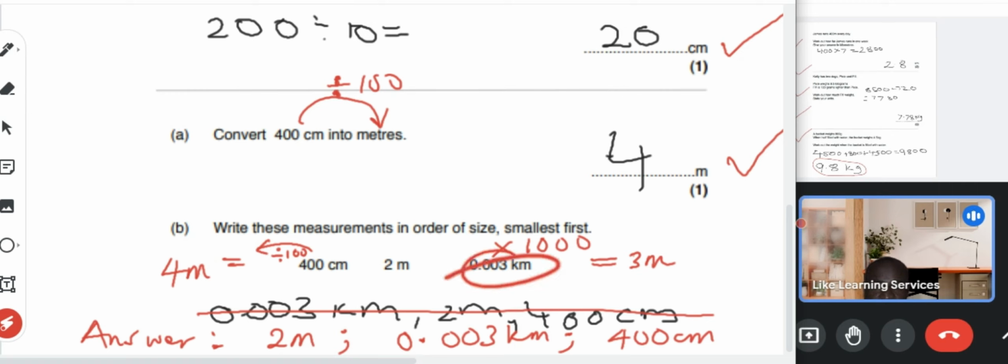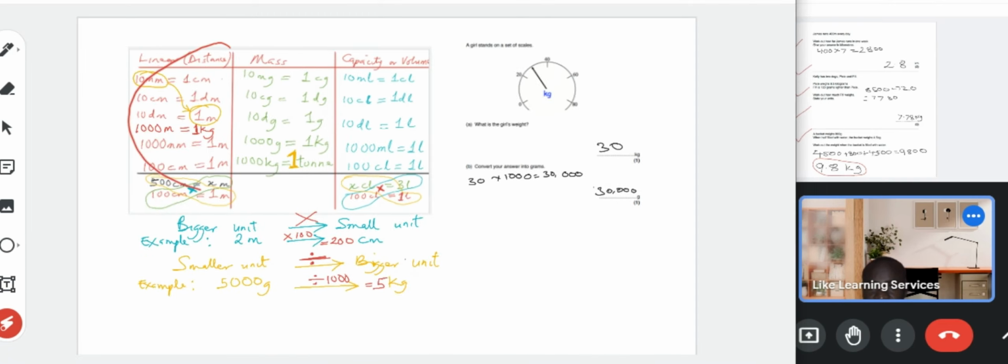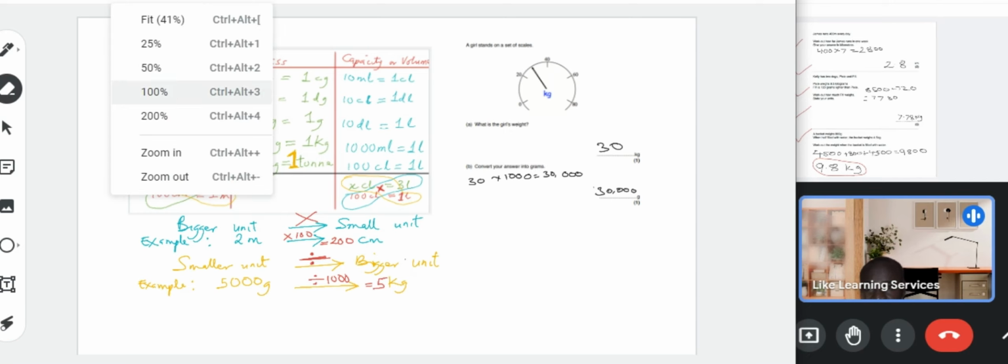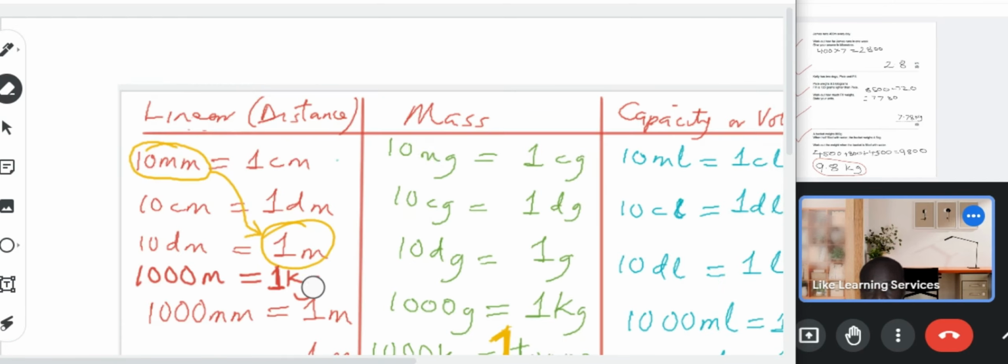So to change this one, you multiply it by 1000, that's 3 meter. This is already in meter. You change this one, you divide it by 100, that's 4 meter. You know why we did all that? Because of the conversion rates. 1000 millimeter, or 1 kilometer, now 1 kilogram. This is kilometer.